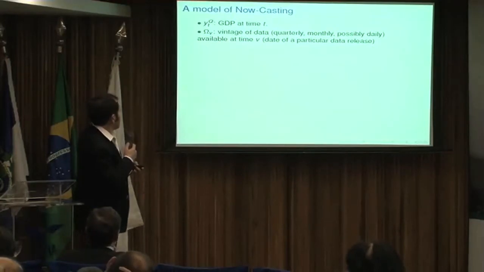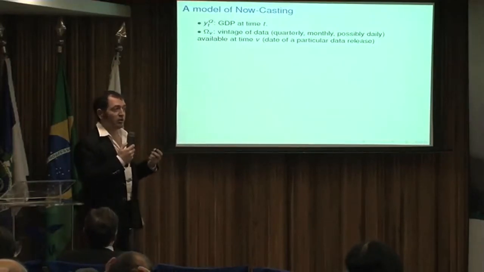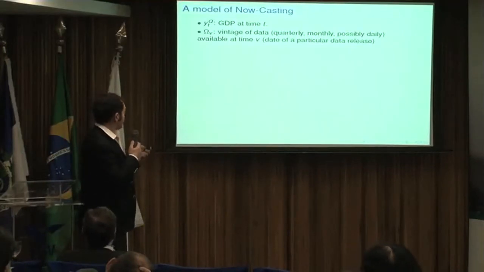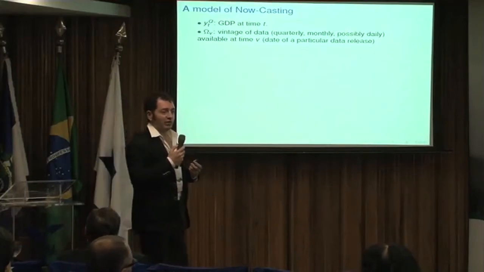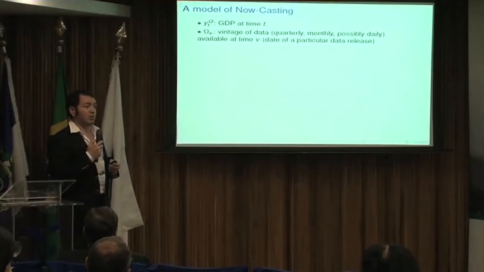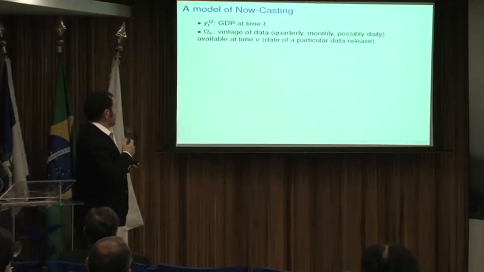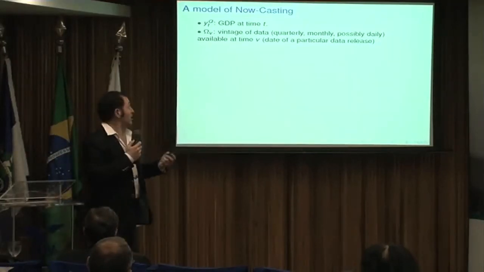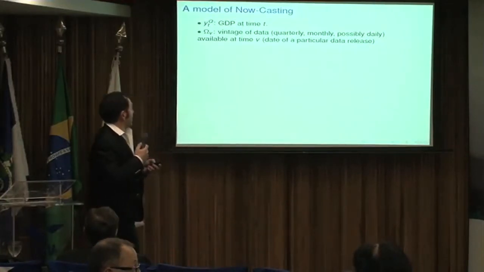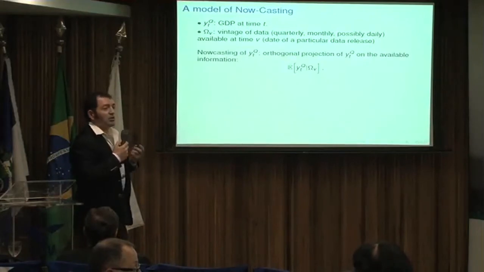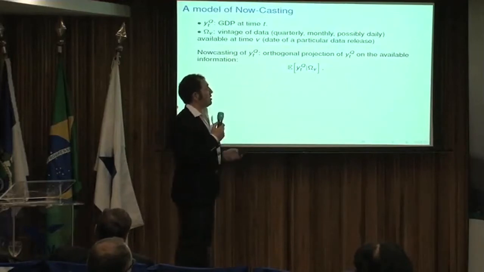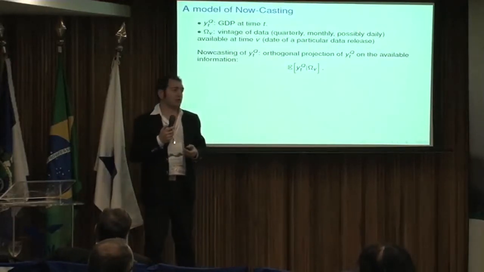So here I denote by Y_t a target variable, in this case gross domestic product growth at time t. Omega_v is a vintage of data, data that are available at a specific moment. v is the moment in which you collected this data, and this data contain quarterly, monthly, possibly weekly, daily data. So what is a nowcast? It's just the projection of our target variable onto this information set.